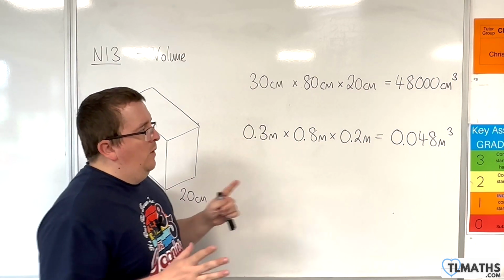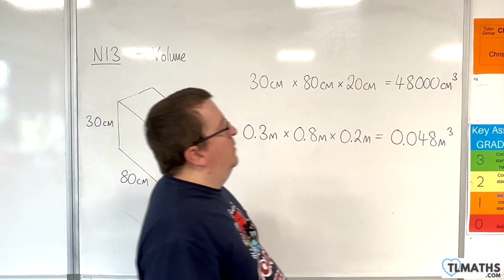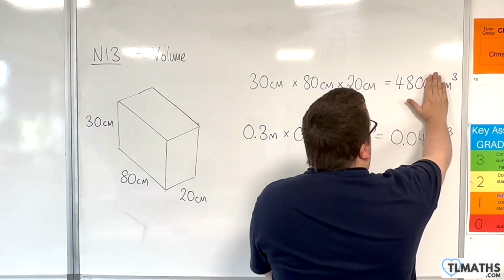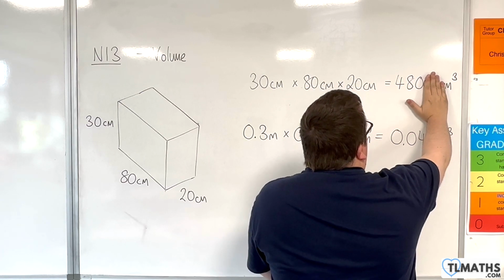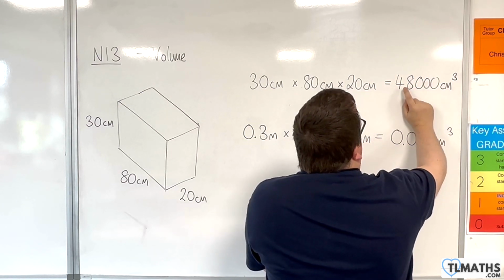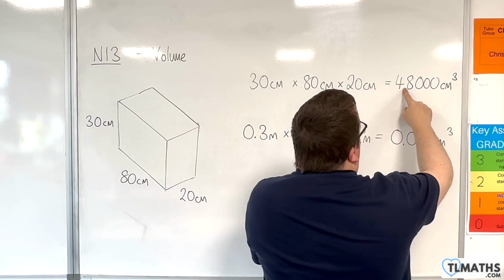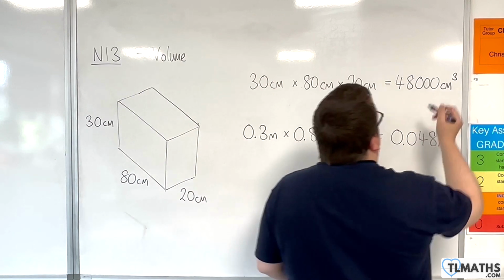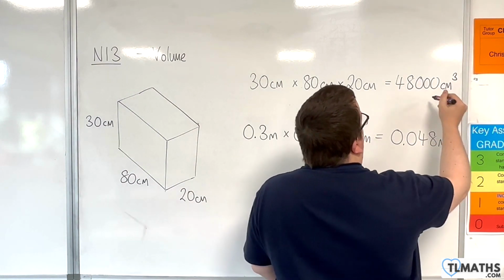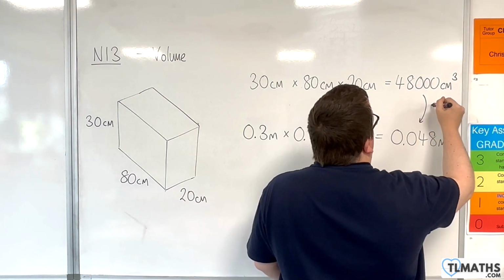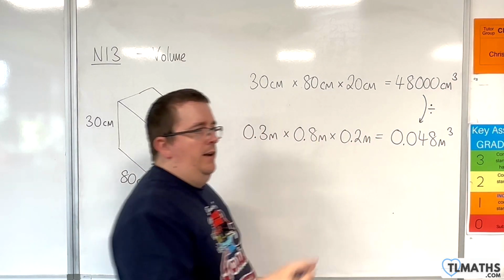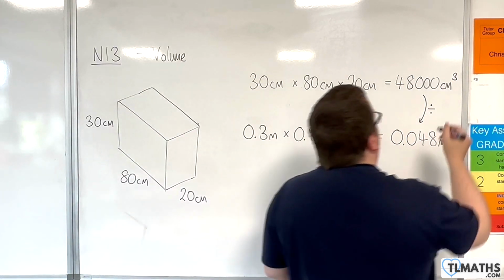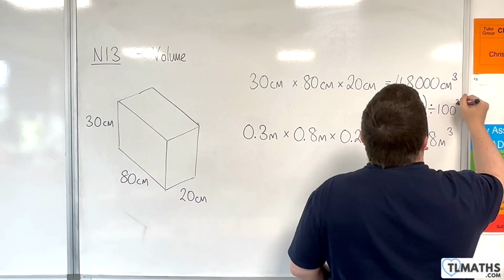And of course, you might be going, well, centimetres to metres, surely I just need to divide by 100. But that's not quite right, is it? Because dividing by 100 would get you to 480. If you divide by another 100, you're going to get to 4.8. And if you divide by another 100, then you're going to get to 0.048. So in actual fact, to get from 48,000 to 0.048, I need to divide by 100, then by 100, then by 100. So dividing by 100 cubed.